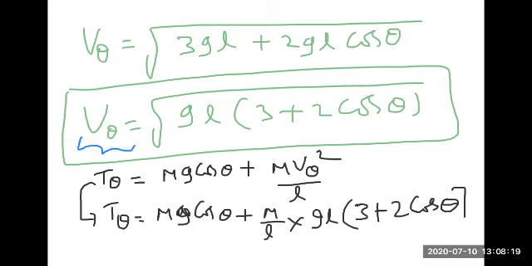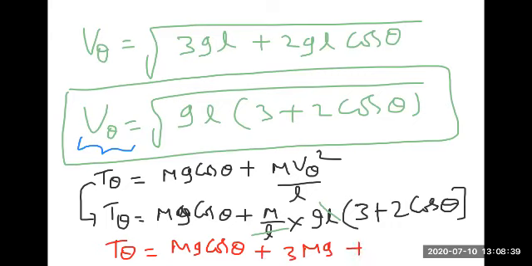Now observe carefully here. L can be cancelled. So now what is left here? We will write that expression now. T at theta is equal to mg cos theta is there here. Here if we expand that one, 3mg is there, and again 2mg cos theta. So carefully watch here, mg cos theta plus 2mg cos theta can be written as 3mg cos theta.